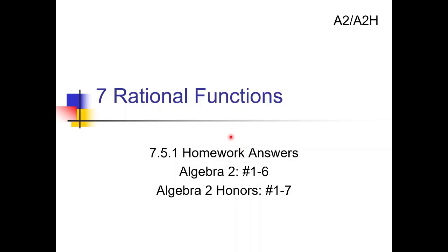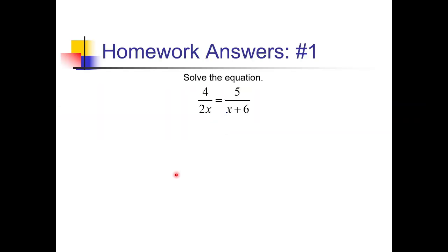This one we're focusing on solving by cross-multiplying and finding inverses. For this question, I have two fractions with an equals between them. This is a good cross-multiplying situation. So let me do 4 times this x plus 6 on one side, and then we'll have the 2x times the 5 on the other side.